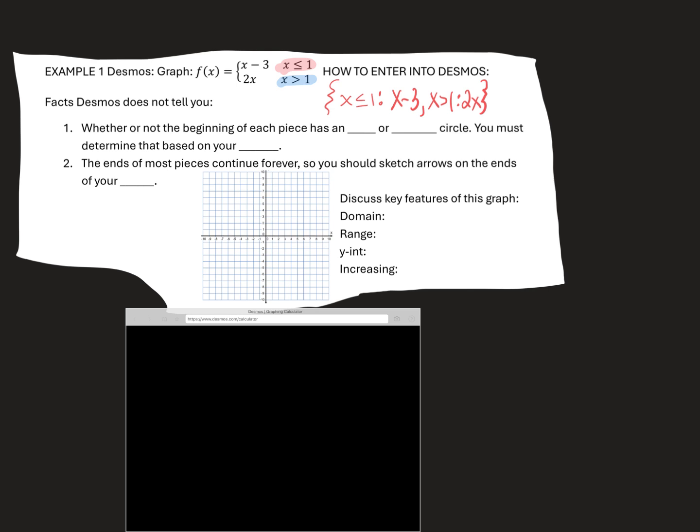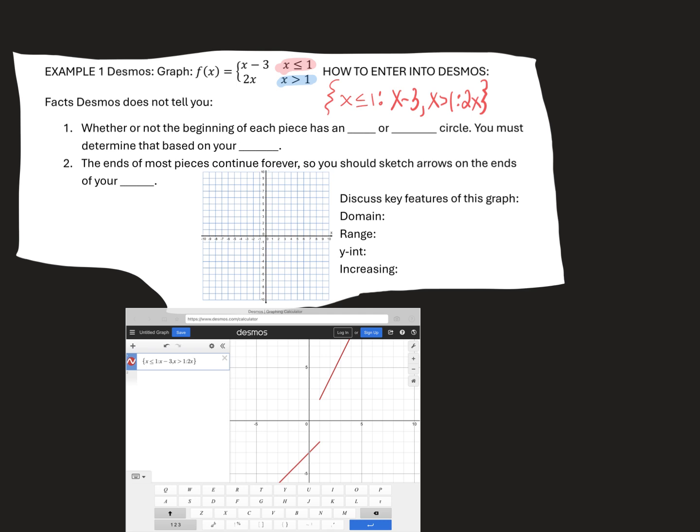It's a fact that Desmos does not tell you whether or not the beginning of each piece has an open or a closed or solid circle. You must determine that based on your constraints, the red and the blue that I have highlighted there. Those are called constraints. The ends of most pieces continue forever, so you should sketch arrows on the ends of your pieces, and we can call those rays. That's what those are, rays, but some of them aren't rays. Some of them are segments. You could also call them pieces.